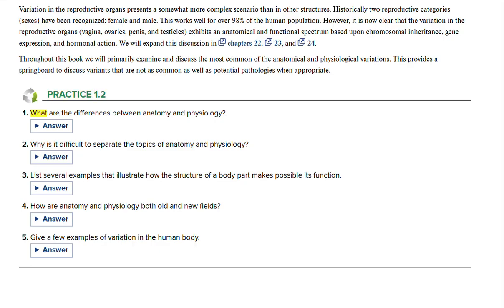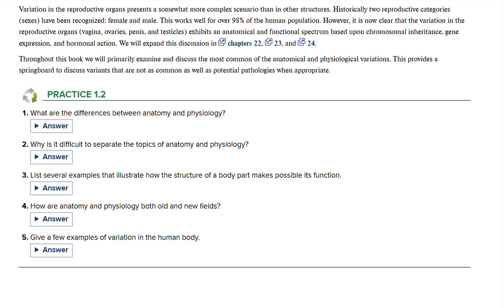Practice 1.2. What are the differences between anatomy and physiology? Answer. Start revealed content. Anatomy is the study of body structures and relies on examination of those structures. Physiology is the study of the functions of body parts, and relies more on experimentation. Revealed content has ended. Why is it difficult to separate the topics of anatomy and physiology? Answer. Start revealed content. Structure is closely related to function. Body parts are shaped and arranged, anatomy, in such a way that they are able to perform their functions, physiology. Revealed content has ended.